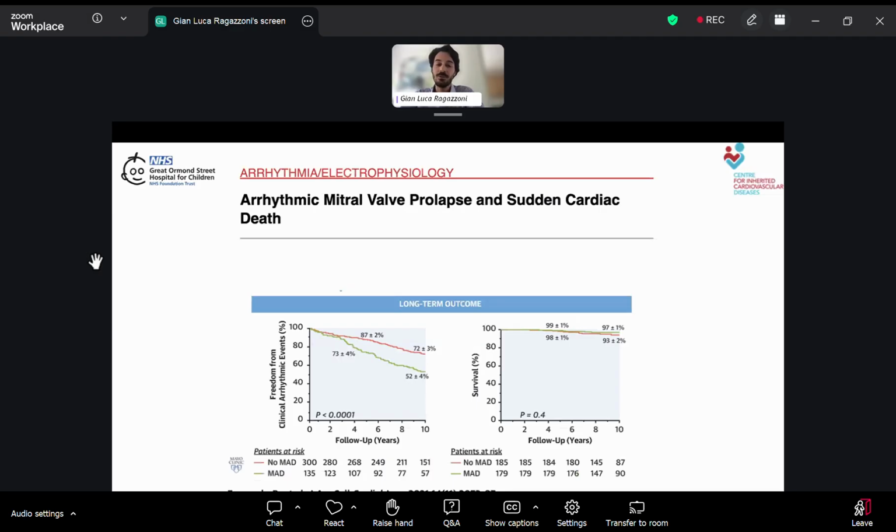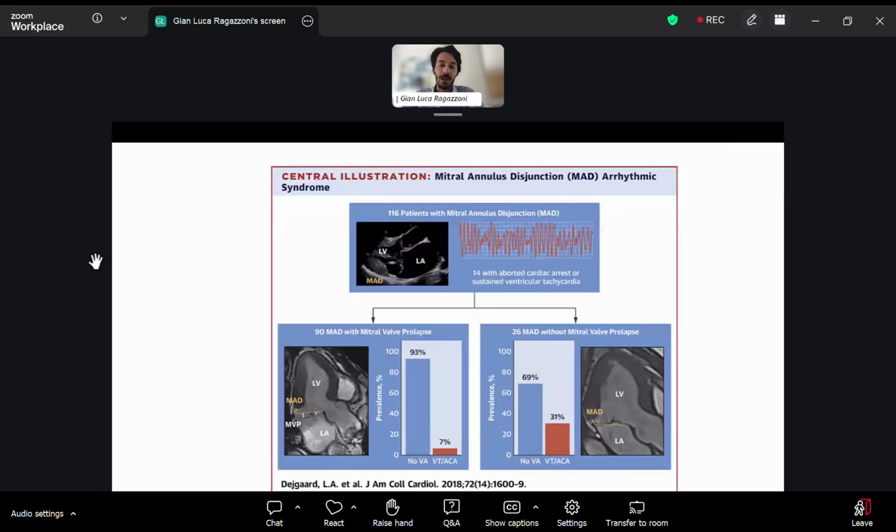And why so? Because this is one of the features more strongly linked with arrhythmic events. You can see here in the study that patients that had a mitral annular disjunction had a higher risk of having arrhythmic events. And there are also recent studies that have shown some correlation between mitral annular disjunction and arrhythmic events, even in the absence of a true mitral valve prolapse.